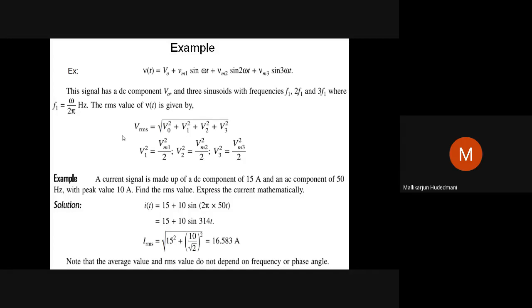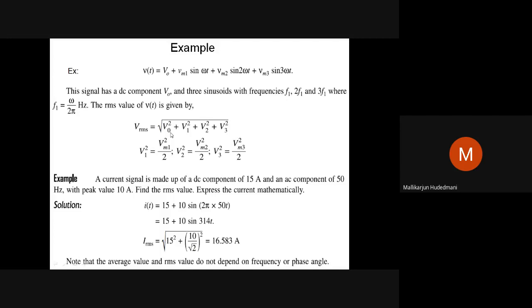What is the question for you? What is the RMS value of the total quantity? It is asked to you. Then look at the solution. When you have multiple contents added and the RMS value of such a quantity is asked, what do you have to do? Total RMS, V RMS equal to under the root. Can you see here? Under the root, the first quantity, which is DC, is to be squared. That's all. V0 square.